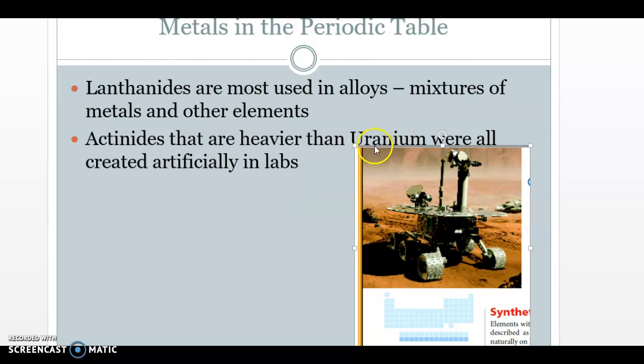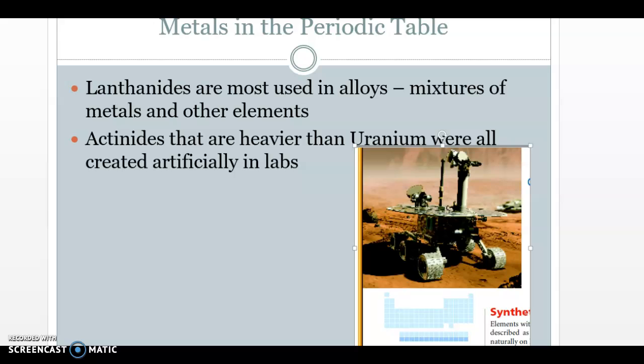Actinides that are heavier than uranium were all created artificially in laboratories. So again, this is going to be your actinides, which are the ones that fall down here. Some of the actinides are found naturally in nature, but a lot of them are not. Uranium is going to be found in nature, but pretty much everything heavier than that was created in laboratories.